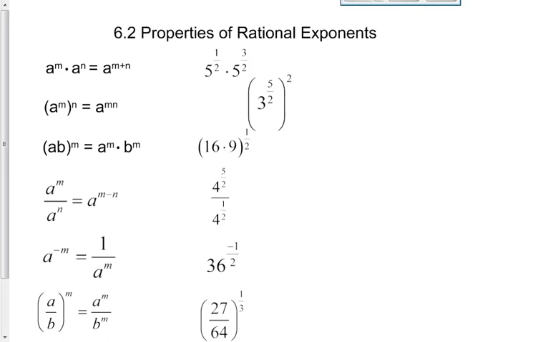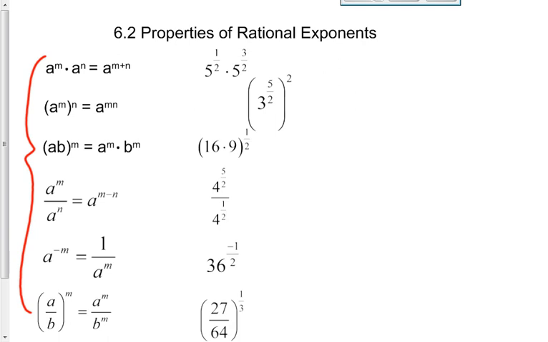Section 6.2 is on all of the properties again for rational exponents. Now you've seen all of these properties before. Every single one of these, you've seen them before with regular powers for exponents. The only thing that's different is that you're going to look at fractions for the powers instead.